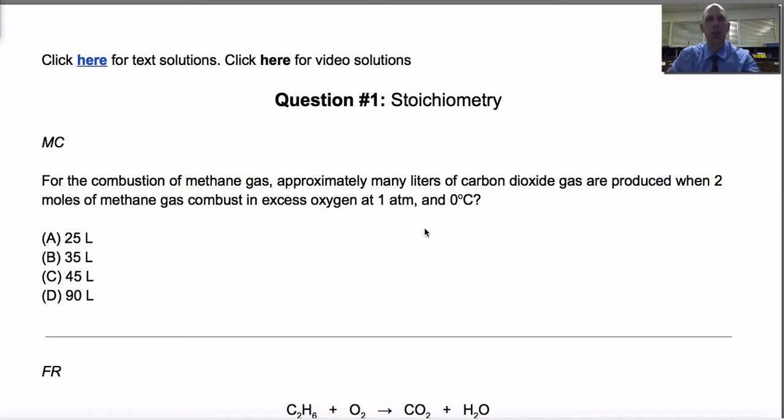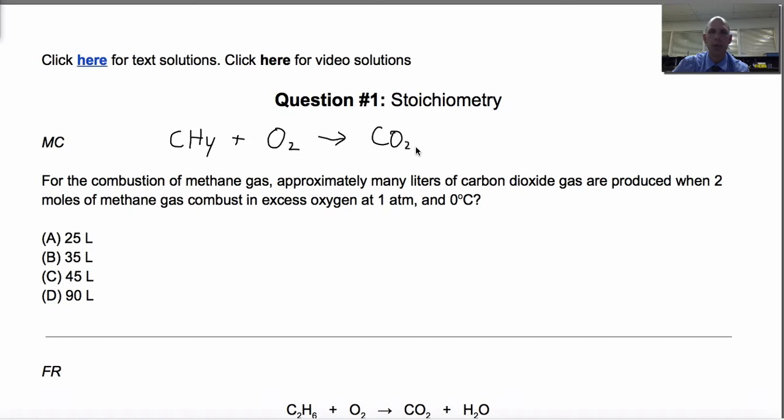The first question. For the combustion of methane, so we know methane is CH4, and if we combust it, we're adding oxygen. Anytime you combust a hydrocarbon, you get CO2 and our good friend H2O. Going to put a 2 there and a 2 there to balance it. Okay. They want to know how many liters of carbon dioxide gas are produced when 2 moles of methane react.